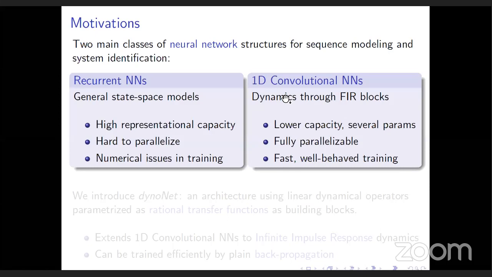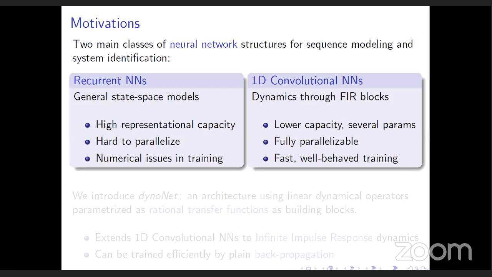Recurrent neural networks, in essence, are basically discrete time state space models, where the state and the output mappings are represented as feed-forward neural networks. And in this sense, they have a very high capacity. They can represent basically any system which has a state space representation, because neural networks are general function approximators. On the other hand, they are kind of hard to train.